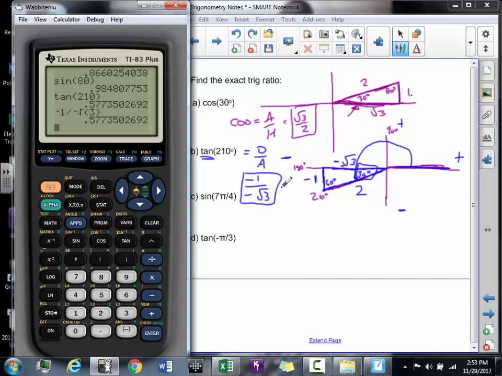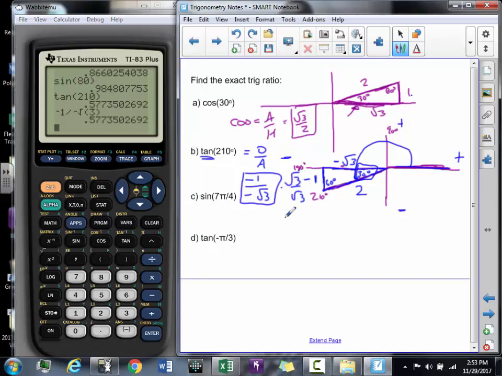Yeah, you probably would rationalize it, so the more likely answer would be to call it √3/3. Yeah, you're right.